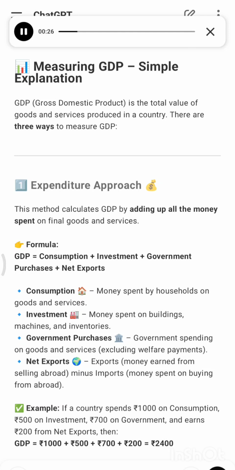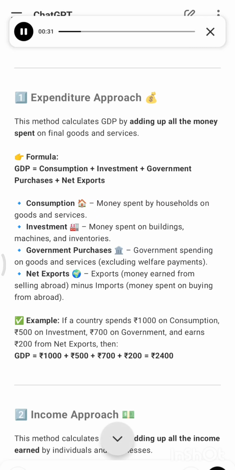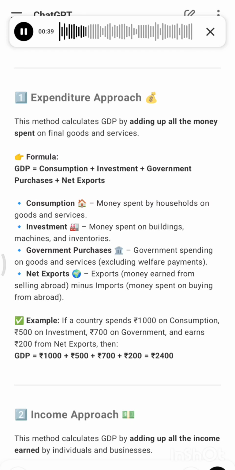Consumption: money spent by households on goods and services. Investment: money spent on buildings, machines, and inventories. Government purchases: government spending on goods and services, excluding welfare payments. Net exports: exports, money earned from selling abroad, minus imports, money spent on buying from abroad. Example: if a country spends 1,000 on consumption, 500 on investment, 700 on government, and earns 200 from net exports, then GDP equals 1,000 plus 500 plus 700 plus 200 equals 2,400.